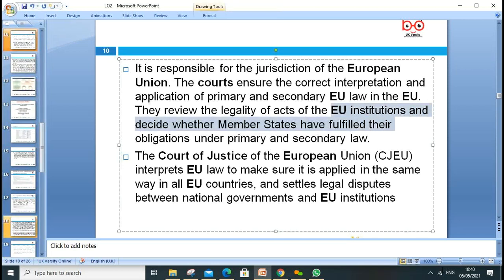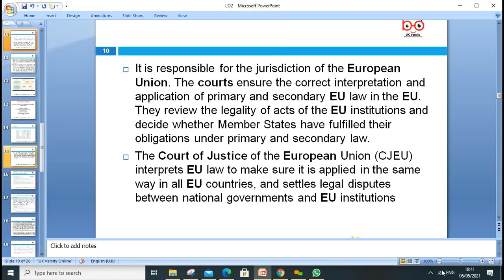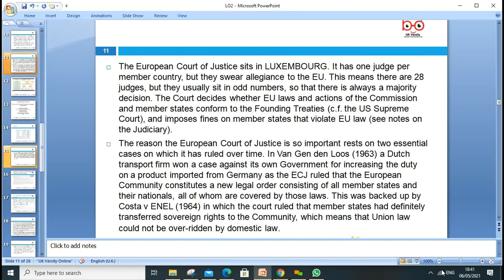It has responsibility for the jurisdiction of the European Union. The court ensures the correct interpretation and application of primary and secondary EU laws in the EU, reviews the legality of acts of EU institutions, and decides whether member states fulfill their obligations under the primary and secondary laws. The Court of Justice of the European Union interprets EU laws and makes sure they are applied the same way in all EU countries. It settles legal disputes between national governments and EU institutions. That's the key purpose of the European Court of Justice, which is based in Luxembourg, with one judge per member country. This meant 28 judges, but they usually sit in odd numbers, so there is always a majority decision.